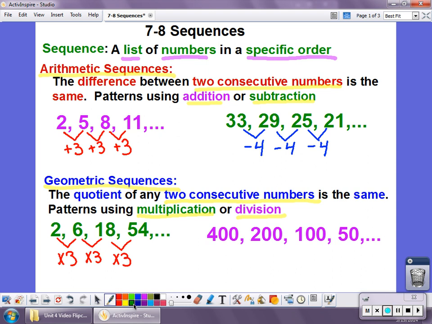And then again, look at one last pattern. We see our numbers getting smaller and smaller. Smaller numbers means that we could be subtracting or dividing. Subtraction doesn't make sense because for this set we'd be minus 200, but that can't be minus 200 because we'd be back at 0. So let's see if we're dividing by 2. 400 divided by 2 is 200. 200 divided by 2 is 100. 100 divided by 2 is 50. So again, constant division pattern means a geometric sequence.